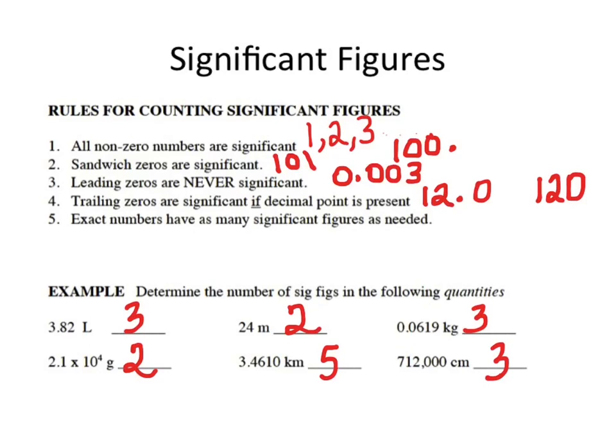All right, anybody have questions on sig figs? I do. Yes. If it's, for example, 5,000.00, they're all sig figs, right? Yes. 5,000.00, those would all be significant.